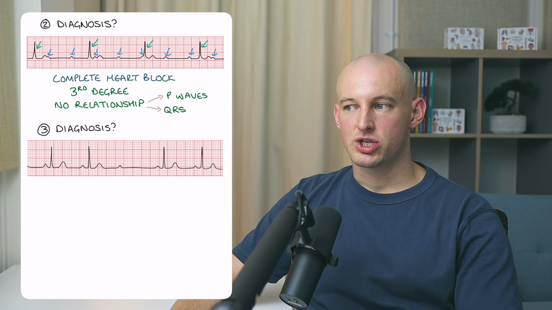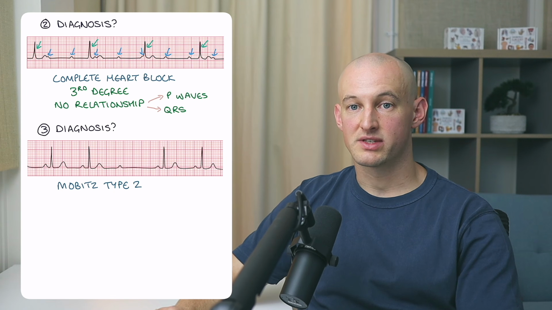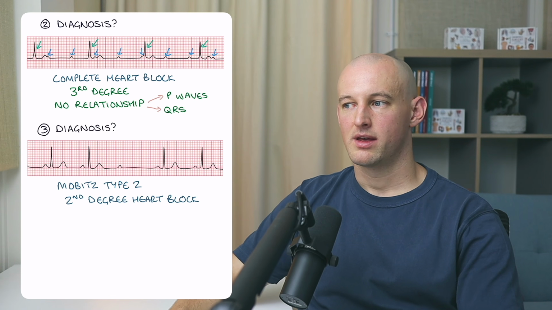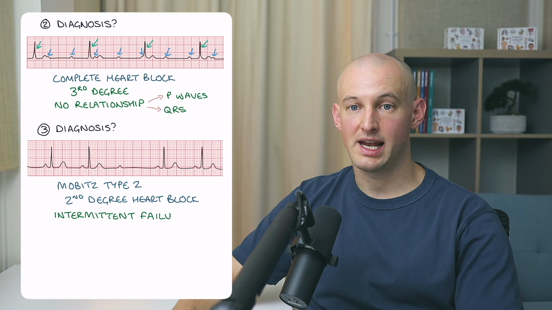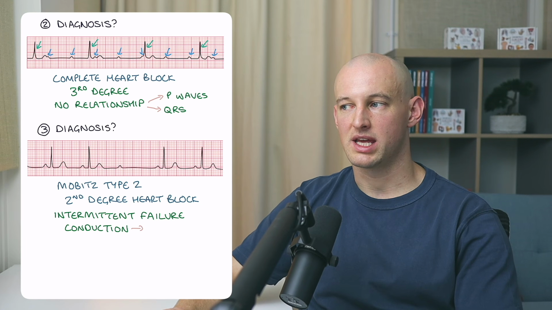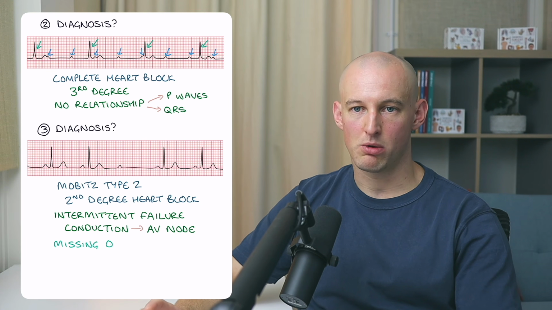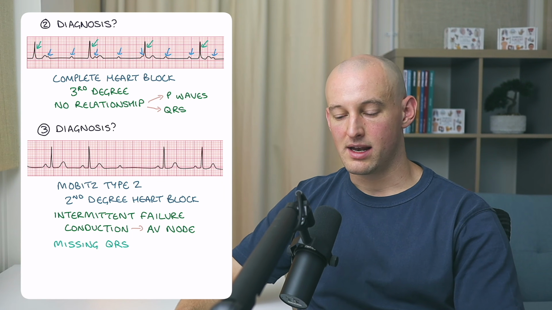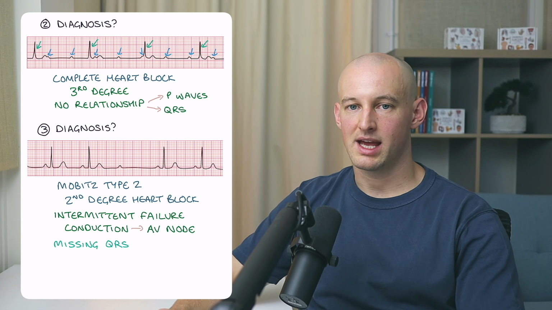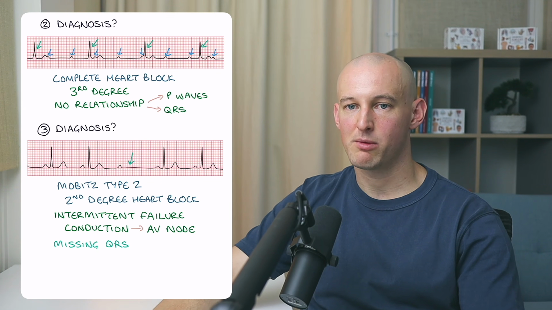This ECG shows Mobitz type 2, which is a type of second-degree heart block. And what you can see with Mobitz type 2 is intermittent failure of conduction through the atrioventricular node. So occasionally there's a missing QRS complex. Basically, it looks like sinus rhythm, but then occasionally you get a missing QRS complex following a P wave, so a P wave on its own.